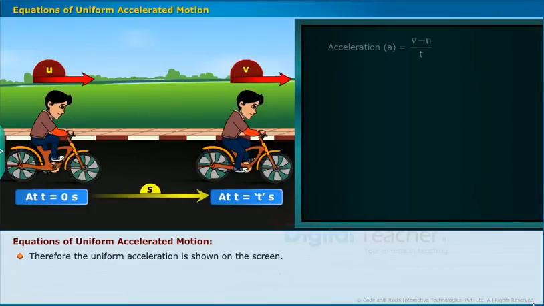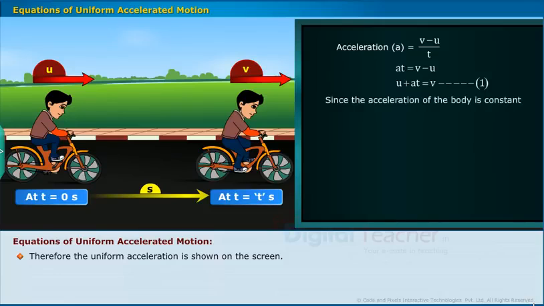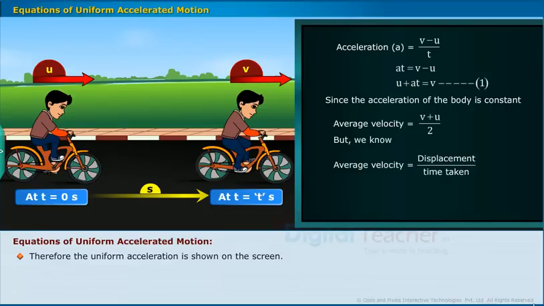Therefore, the uniform acceleration is shown on the screen. Acceleration a is equal to (v minus u) by t. Then a into t is equal to v minus u. That is, u plus at is equal to v. Consider it as equation 1. Since the acceleration of the body is constant, the average velocity is equal to (v plus u) by 2. But we know average velocity is displacement by time taken. So, we can write it as (v plus u) by 2 is equal to s by t. Consider it as equation 2.